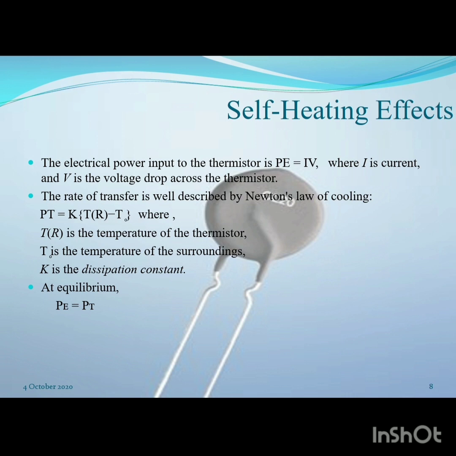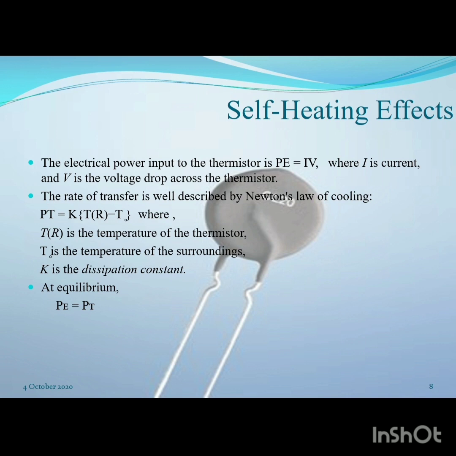That transfer is well described by Newton's law of cooling. Now we take PT equals K into Tr minus T naught, where Tr is the temperature of the thermistor as a function of the resistance R, and T naught is the temperature of the surroundings. Whenever there is a flow of current, there is a change in temperature. K is the dissipation constant, usually expressed in units of milliwatts per degree Celsius.